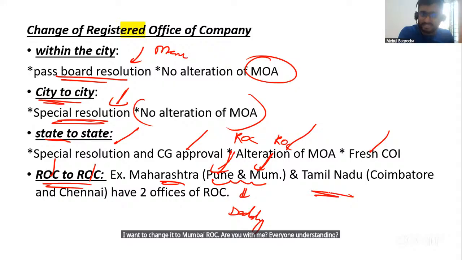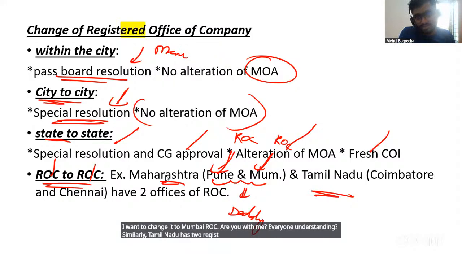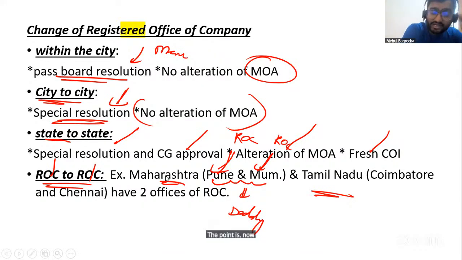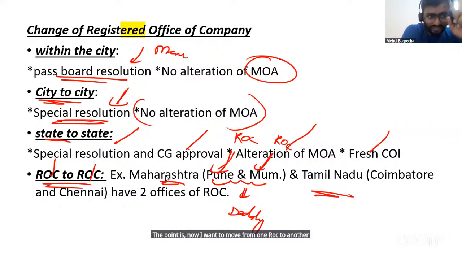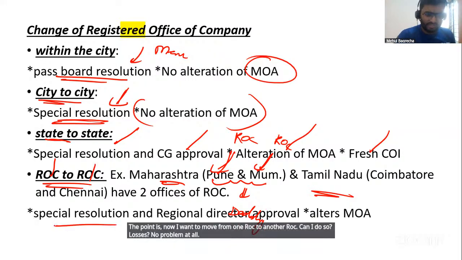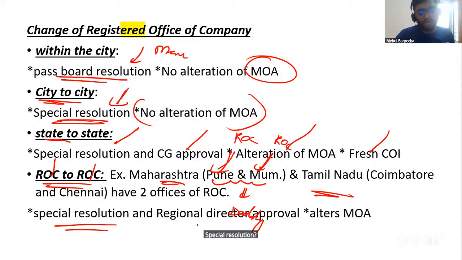Similarly, Tamil Nadu has two registrars, one in Coimbatore, the other one is in Chennai. The point is, now I want to move from one ROC to another ROC. Can I do so? Law says, no problem at all. Special resolution. Your daddy's daddy, which is your regional director. Are you understanding, everyone? All right.